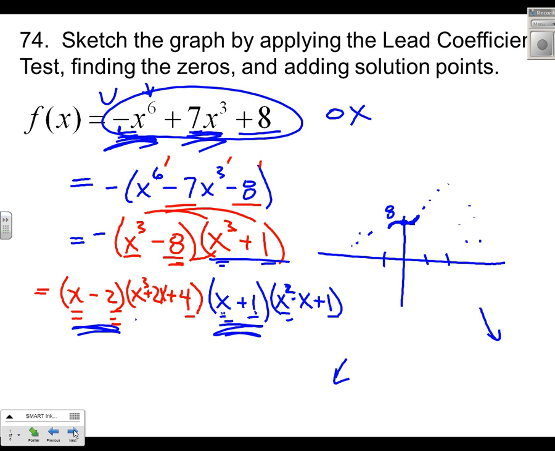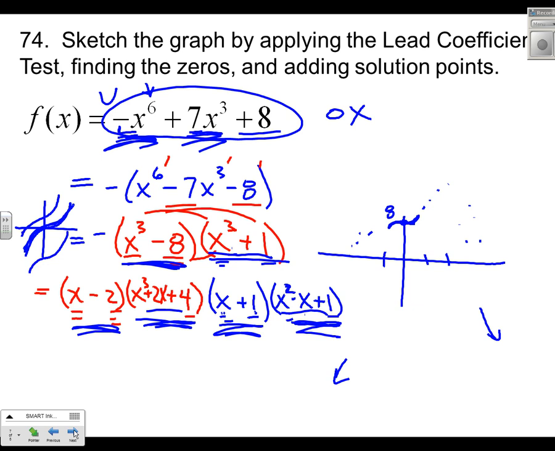Now, you would say, well, what if this becomes 0? What if this becomes 0? In the event you get a difference of perfect cubes or a sum of perfect cubes, if we consider what those graphs look like, this is just this graph down 8. It only has 1 zero. This one is this graph up 1. It only has 1 zero. These will never give us another 0.